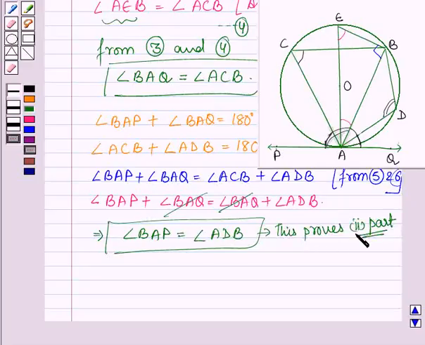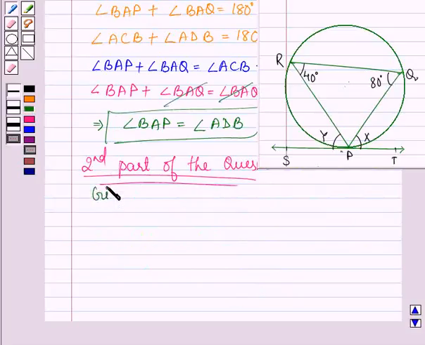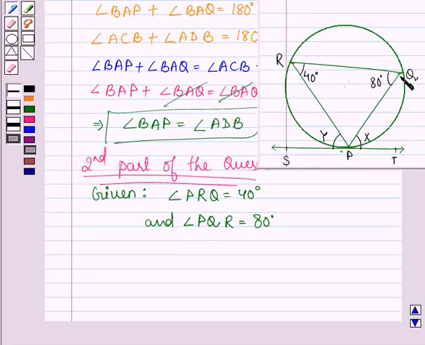Now, let us solve the given problem, which is the second part of the question. Now, here we are given that angle PRQ is equal to 40 degrees and angle PQR is equal to 80 degrees. Now, by the above theorem, if PQ is a chord, then angle QPT is equal to angle QRP.